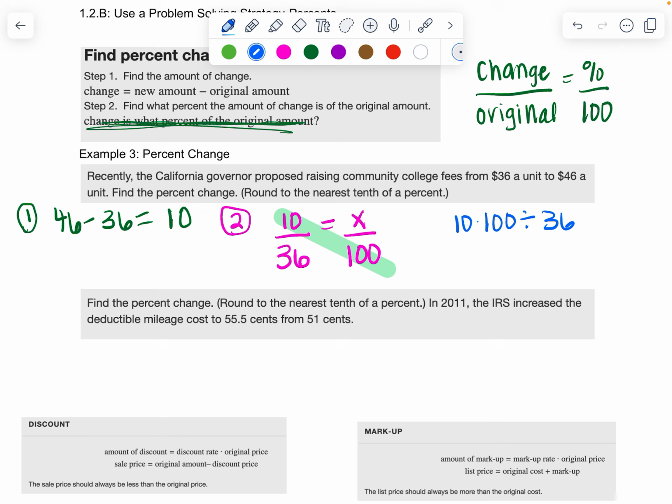And we will get that it's about 27, because I'm rounding, I'm going to say approximately 27.8% when rounded to the nearest tenth of a percent.